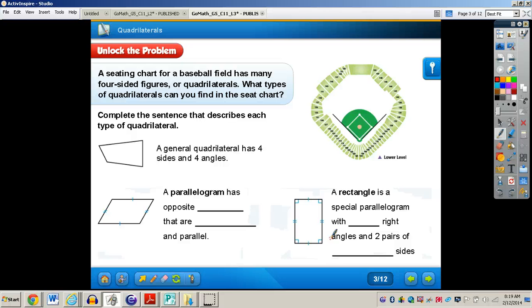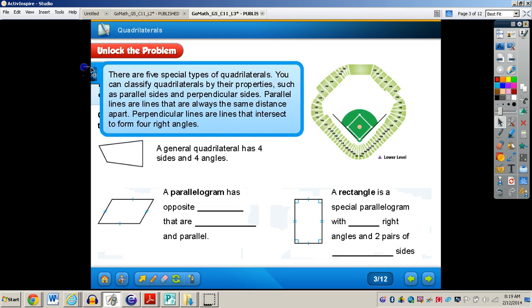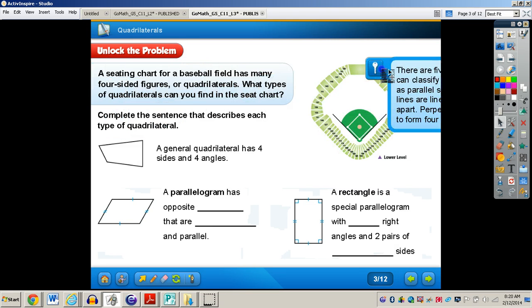It says a seating chart for a baseball field has many four-sided figures, or quadrilaterals. What types of quadrilaterals can you find in the seating chart? Okay, so we're also going to take a look at the question right underneath it. It says there are 5 special types of quadrilaterals, some things that we need to think about. You can classify quadrilaterals by their properties, such as parallel sides and perpendicular sides. Parallel lines are always the same distance apart. Perpendicular lines are lines that intersect to form 4 right angles. So you want to write down this part in your math journal as well.